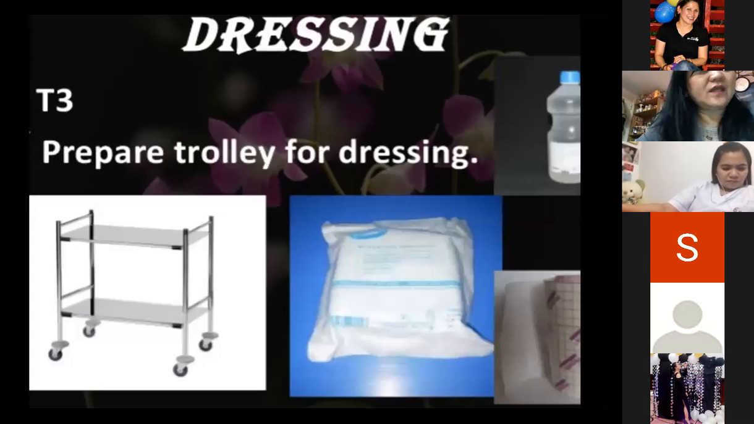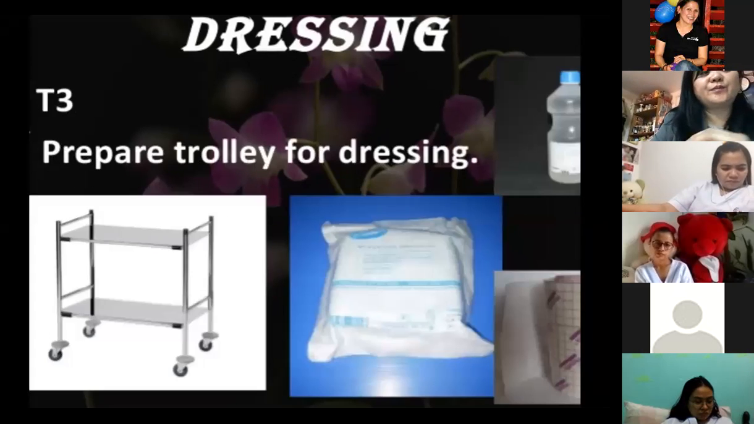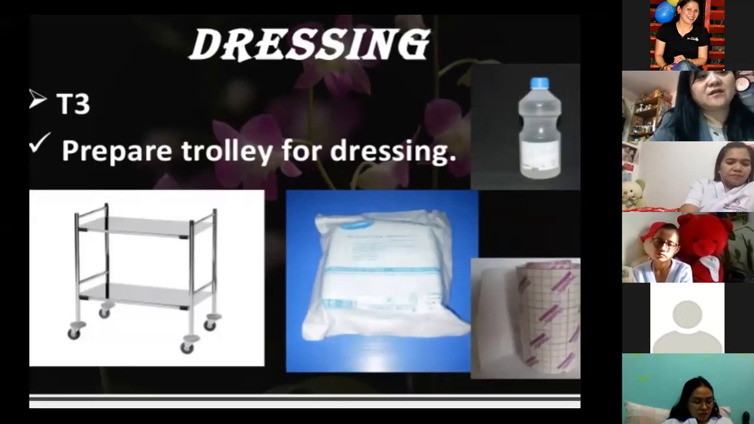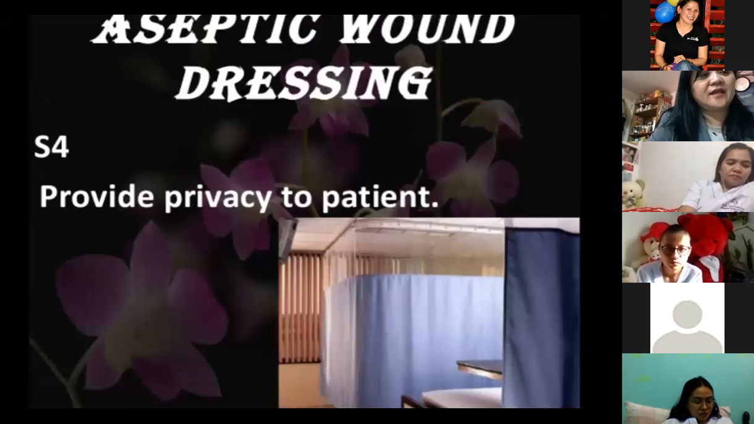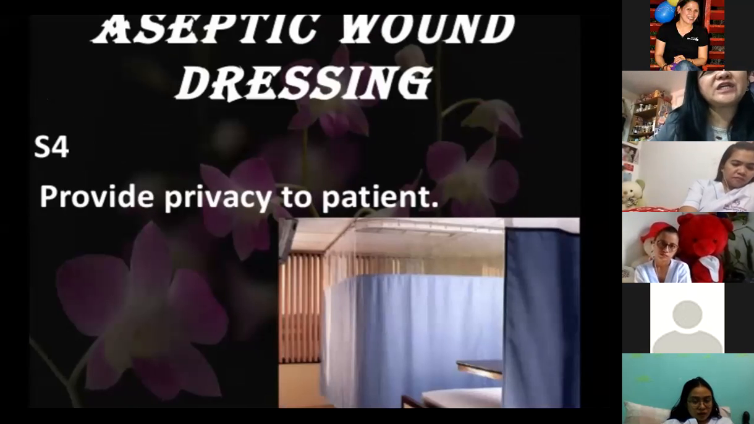And then, you have to prepare the trolley for dressing. All the things that you will need, you have to prepare it already at your bedside. And then provide privacy for the patient. Before you change the wound of the patient, you have to provide the privacy. You have to pull the curtain of the patient and use aseptic wound dressing.